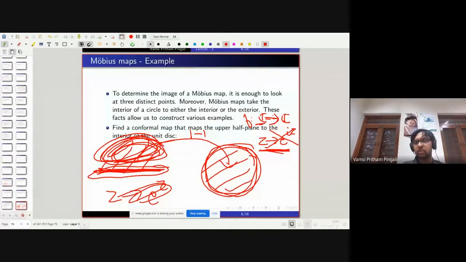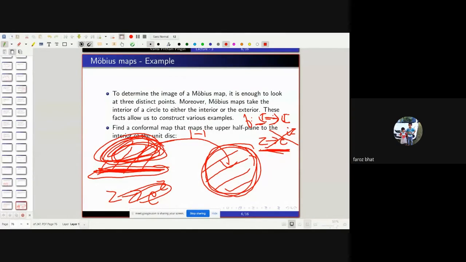Sir, we can suppose that such a map is (az + b)/(cz + d). Then we can simplify it by using the properties of the upper half plane.